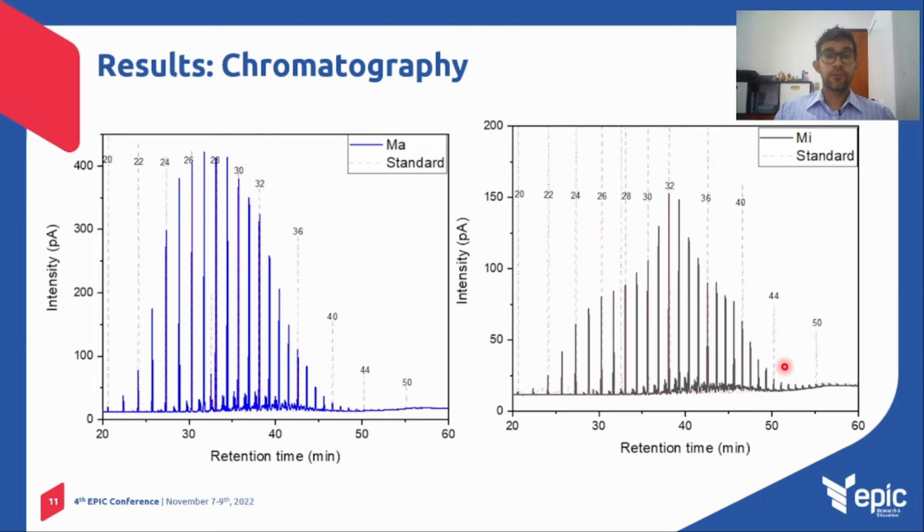Okay, so here we have a result from the chromatography, and you can see that the micro wax, or the micro paraffin, showed a higher carbon distribution, so a higher molar mass compared to the macro. It's important information because it will impact the diffusivity directly.